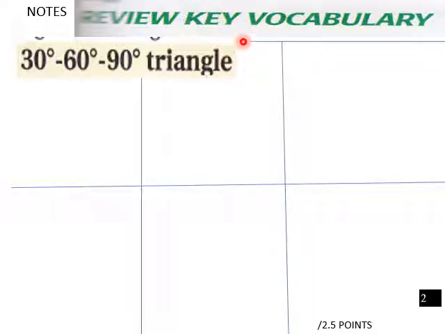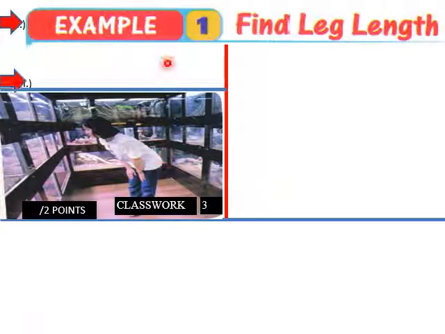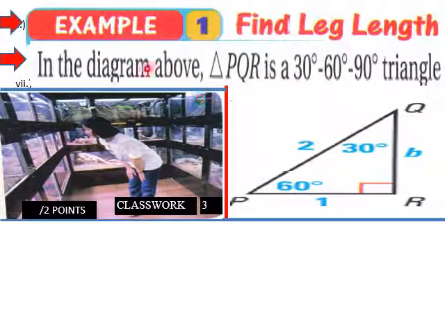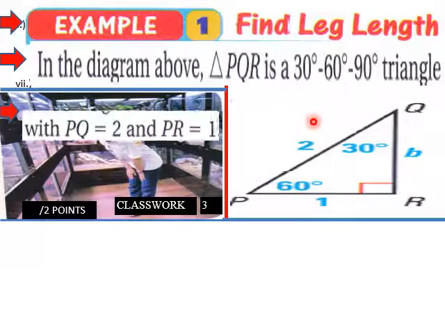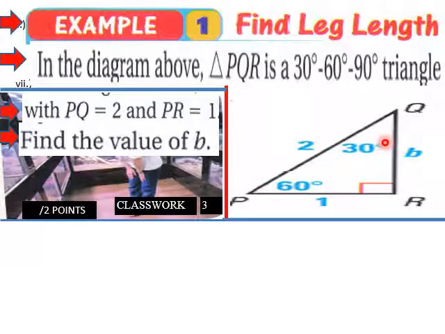Okay, so students, in your own words, define a 30-60-90 triangle. Okay, into our first example here. Example 1, find the leg length. In the diagram above, triangle PQR is 30-60-90, with PQ equals 2, PR equals 1. Find the value of B.